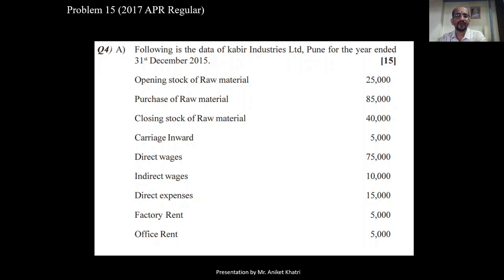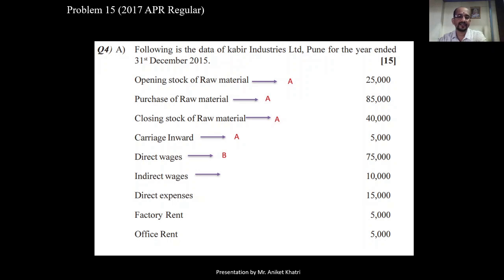First is opening stock of raw material. So it comes in A section as per our cost sheet format. Purchase of raw material, again it is related to A. Closing stock of raw material, again A. Carriage inward, again A. Now direct wages, B.